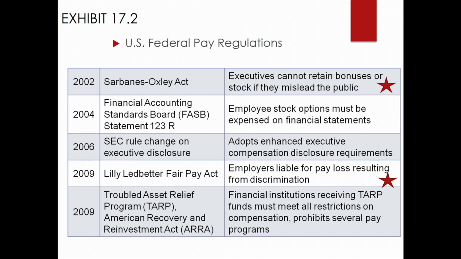And finally, in 2009, the Lilly Ledbetter Fair Pay Act, employers are liable for pay loss resulting from discrimination. So basically, if your company's found to have violated discrimination laws and there are pay losses associated with that to the employee, you as a company are responsible for giving the employees back that money and even giving them more money than they were initially entitled to.